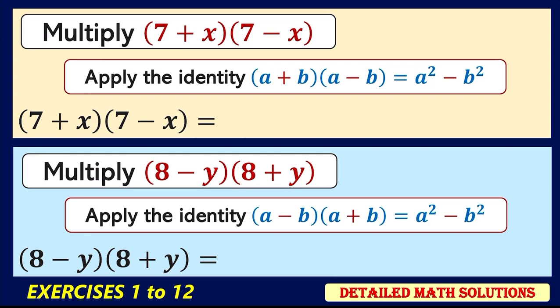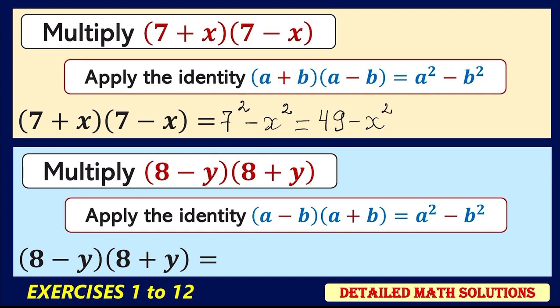I'm going to apply the identity a plus b in parentheses multiplied by a minus b in parentheses equals a squared minus b squared. In this case, the number 7 corresponds to the a in the formula, and the x corresponds to the b in the formula. Therefore, when I apply the identity, I get 7 squared minus x squared, which equals 49 minus x squared.